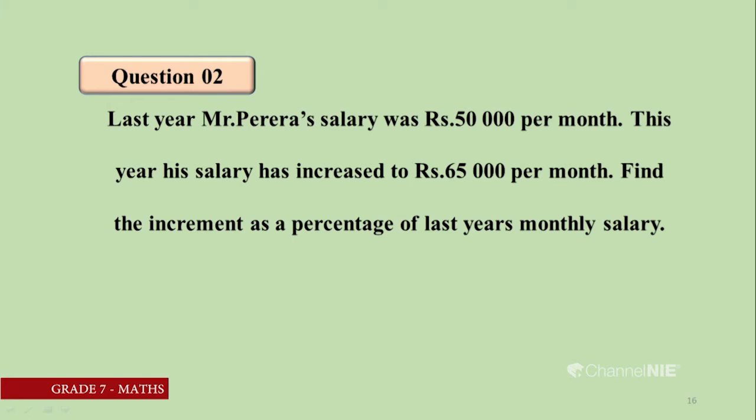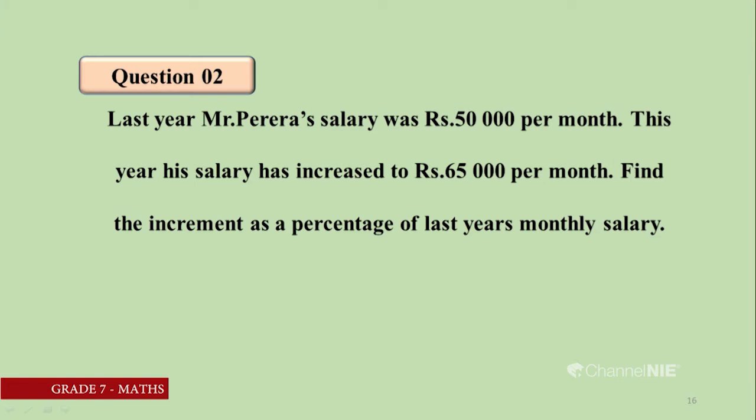50,000 rupees per month. First number. Remember it. That is your first number. Sometimes the first number will go into the denominator. First number, we'll see. Per month. This year his salary has increased to 65,000 rupees per month.